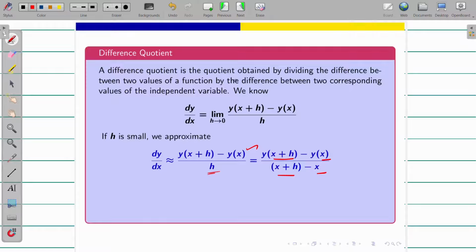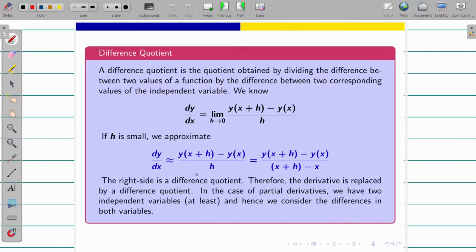That's what I have given here in the definition. The difference quotient is the quotient obtained by dividing the difference between the values of a function by the difference of the corresponding values of the independent variable. I have given this as a sentence there. So this is the way to define the difference quotient. This is the first derivative.